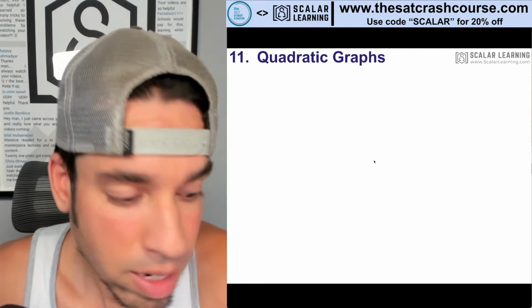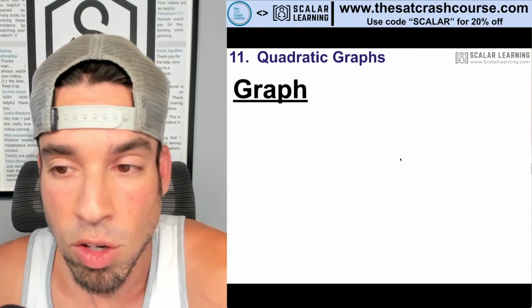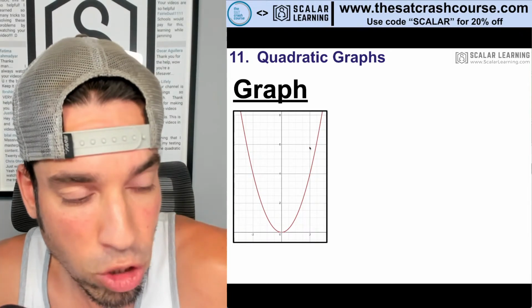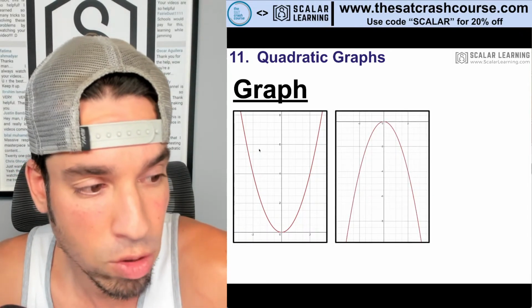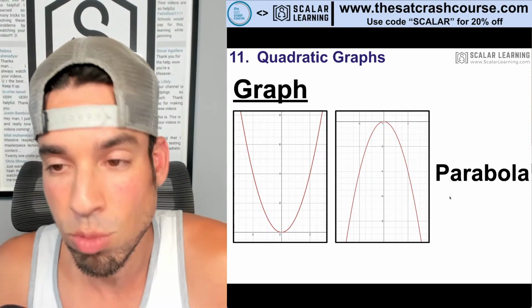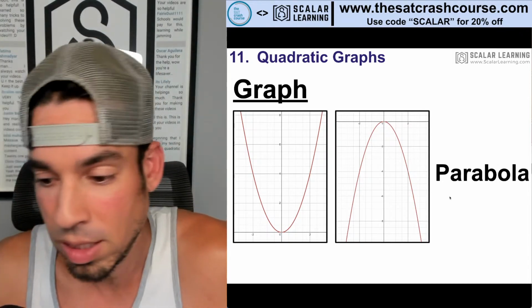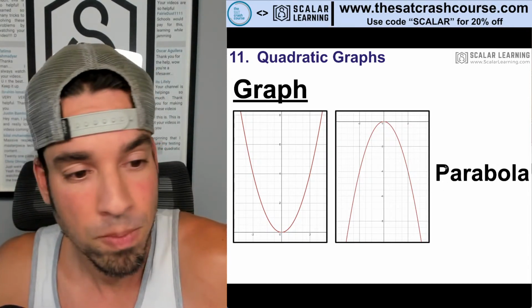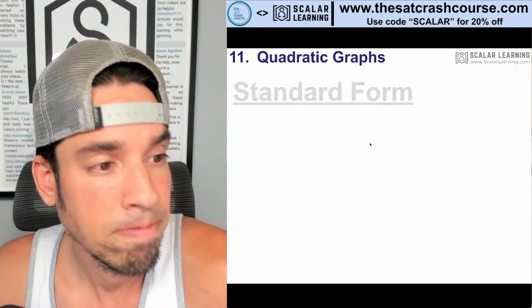Okay, moving on to the next section, quadratic graphs. And again, we mentioned what is a quadratic graph. It's going to look like this. It's a parabola either opening up or down. And once again, that's what it's called. It's called a parabola. Not that you really need to know that term. I'm just letting you know that that's what it is.